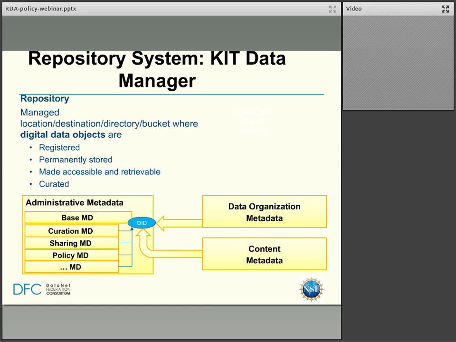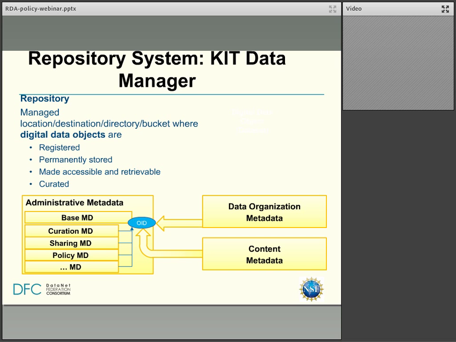An example of a group, a data center that's applying policies, was provided by the KIT Data Manager. They had the challenge of registering data sets, permanently storing them, making the data sets accessible and retrievable, and curating the data by adding contextual metadata, provenance metadata, descriptive metadata. So they needed a way to define all of the information they wanted to associate with each file, in addition to managing the files themselves within a distributed environment.